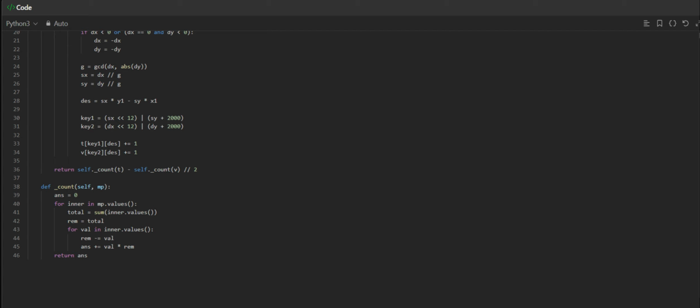We then store each segment into 2 separate hash maps. The first map groups segments by their slope and offset. This helps us count how many distinct parallel lines exist for each slope.